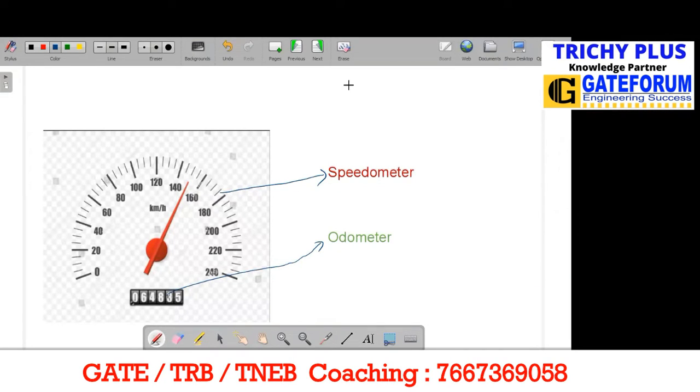Odometer is doing integration, sir, because it is adding some of the kilometers to the next time, sir. Speedometer is differentiation; it reduces to a certain point, sir. Correct, good. Yes, yes. So, any other answers?